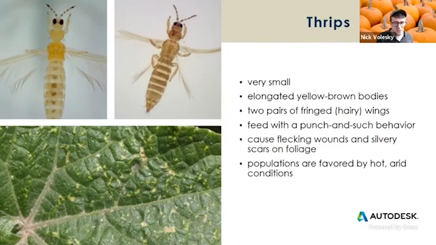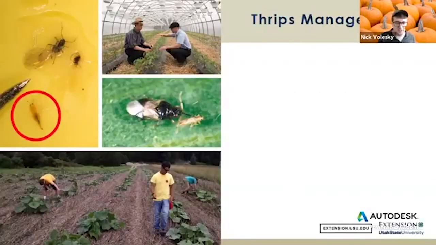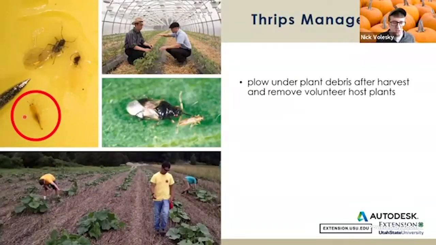So they don't cause too much serious damage, but if there's enough of them, it can cause aesthetic damage and potentially growth damage. And they like favorable hot arid conditions. To manage them, you can use yellow sticky traps. So here's a fungus gnat, and then here's what the thrip looks like. So you can see they're very small.